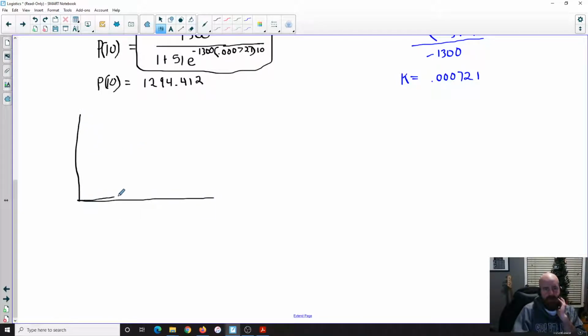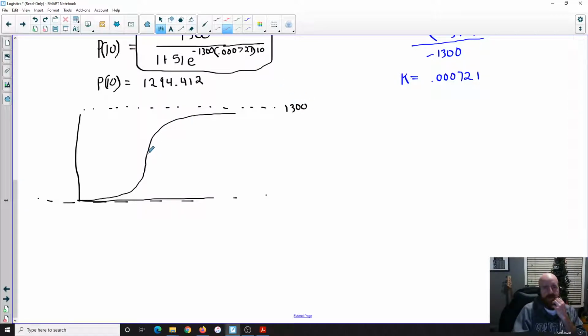It's going to come up, it's going to be exponential growth for a while, and then it's going to flip, and it's going to start tapering off towards this asymptote. So logistic growth models have two asymptotes. They have the bottom one here, and then they have this top one. So this line right here, this y value, is our carrying capacity. This would be 1300 in this case.